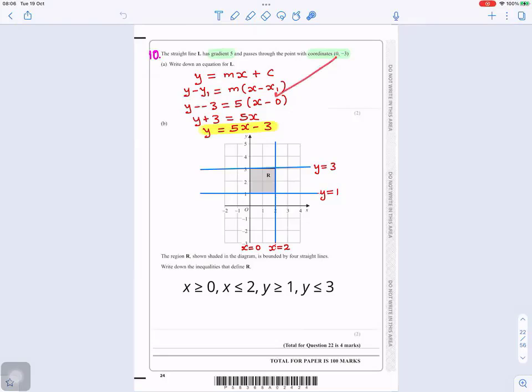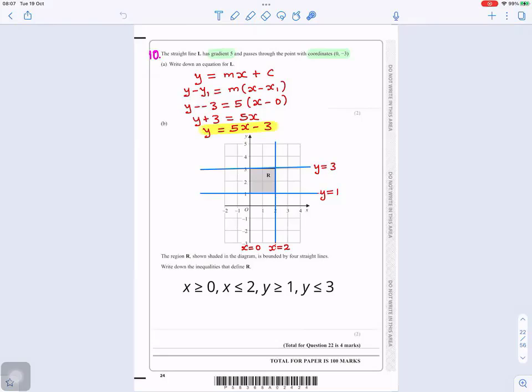x1 is 0 and y1 is minus 3. So y minus minus 3 equals 5 bracket x minus 0. 5 is the gradient. So minus and minus becomes a plus. So y plus 3 equals 5x. Remove the bracket. 5 times x is 5x, 5 times 0 is 0. Plus 3 goes to the right, it becomes minus 3. So y equals 5x minus 3.